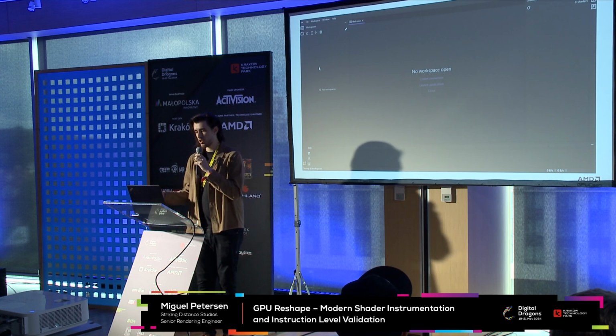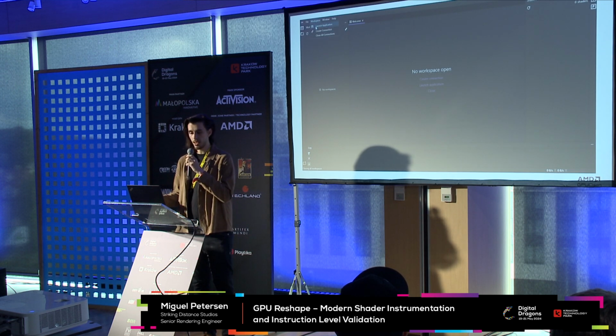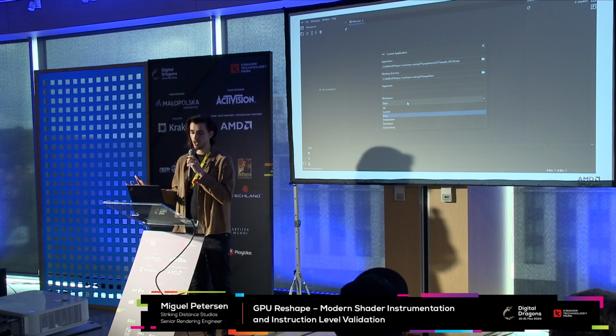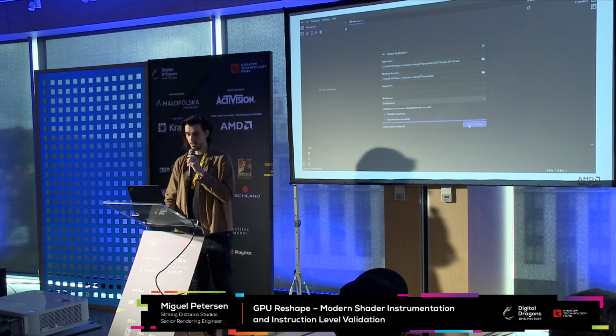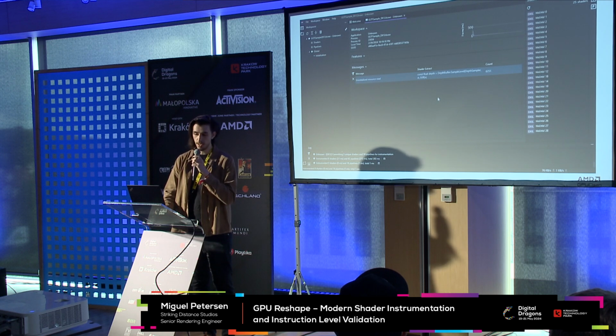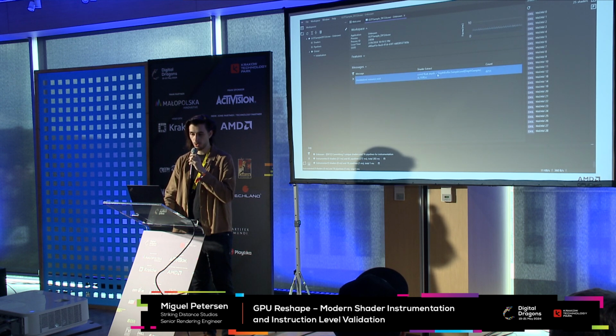So let's imagine we're launching an application from Reshape, and let's validate it with initialization validation, that any read is preceded by a write. Okay. And it detects an error. Let's take a closer look. Just go ahead and double-click it. And let's check out what resource was uninitialized. In this case, I think it was the depth buffer.